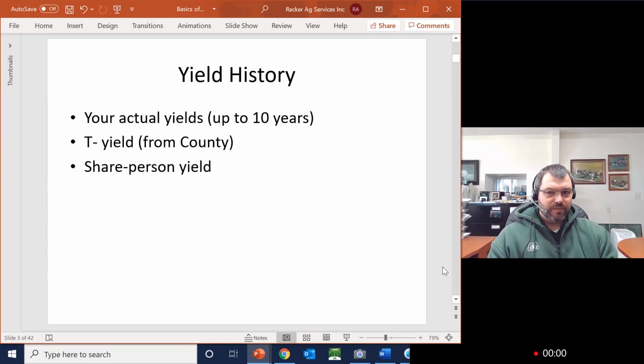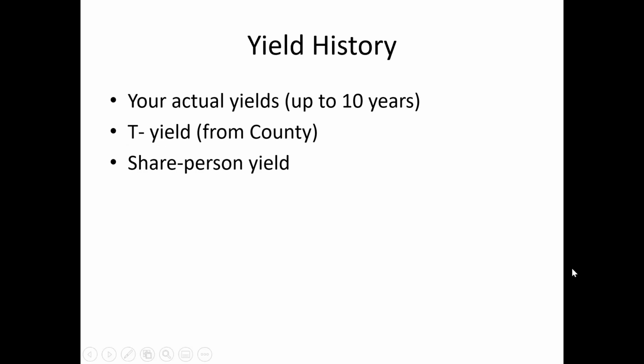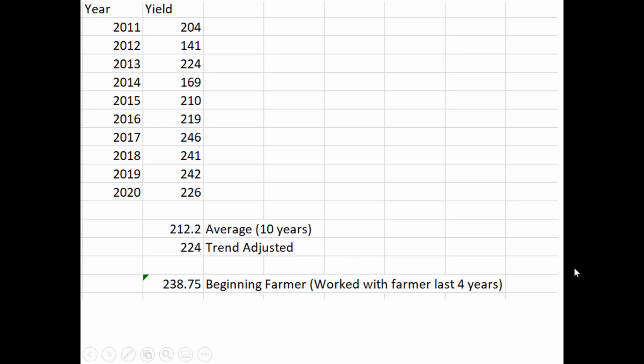The share person yield would be another option. If you're farming on shares with someone, you could use their yields to get started. Here's an example of those 10 years of history. As you can see, we go each year and put in the yield, and after 10 years, we'll drop off, we'll add a new one.